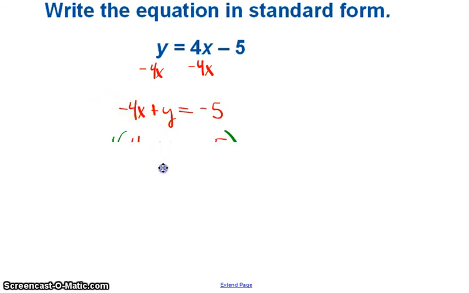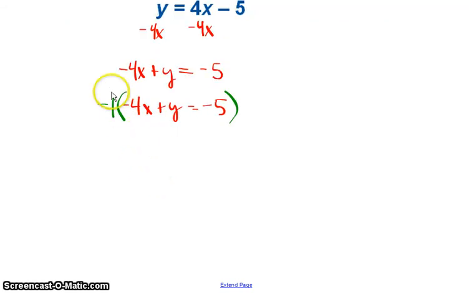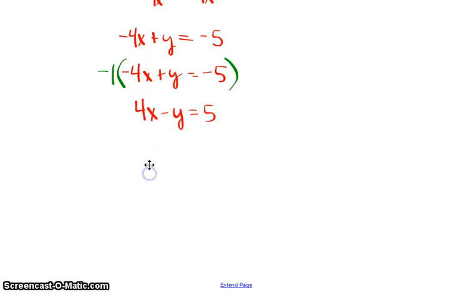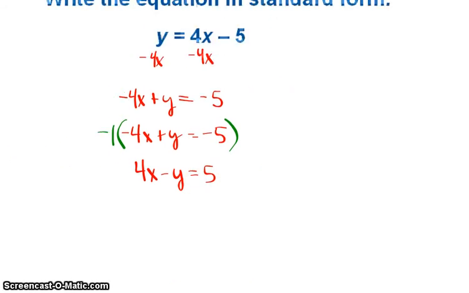So what we're going to have to do is multiply the entire equation by -1. So what happens is this becomes positive. Now we're okay. Our a is an integer, that's greater than 0. So this becomes a positive 4, this becomes a minus y, and this becomes a positive 5. We use the distributive property on each term inside this equation. So now 4x minus y equals 5 is written in correct standard notation, standard form.